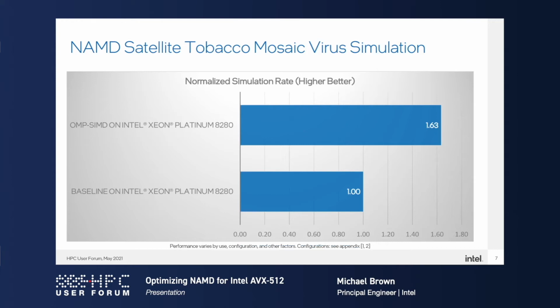So if we look at the optimizations included in the OMP SIMD implementation, we can see a significant performance improvement on second-generation Intel Xeon Scalable processors with a 63% performance improvement versus the baseline code.